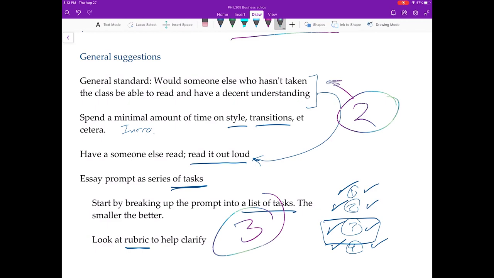In this one, they don't get smaller than I laid out, but in other situations, they do. Actually, you could probably make it smaller. I'll leave it to you to figure out how to do that. But anyways, the more granular you can make your task list, the better your essay is going to be. So break it up into a series of tasks, and then at the end, go back and make sure that you did all of the things you needed to do.